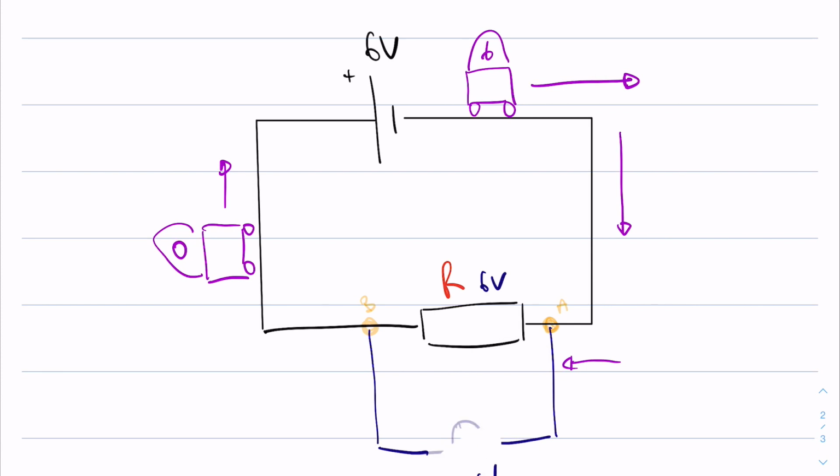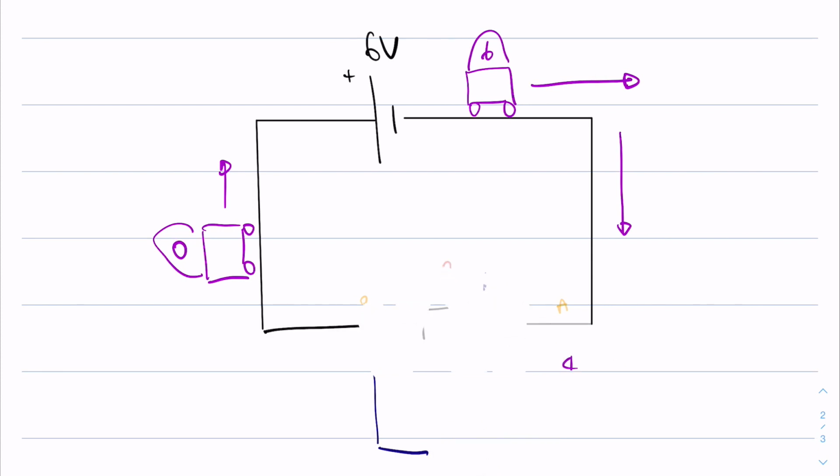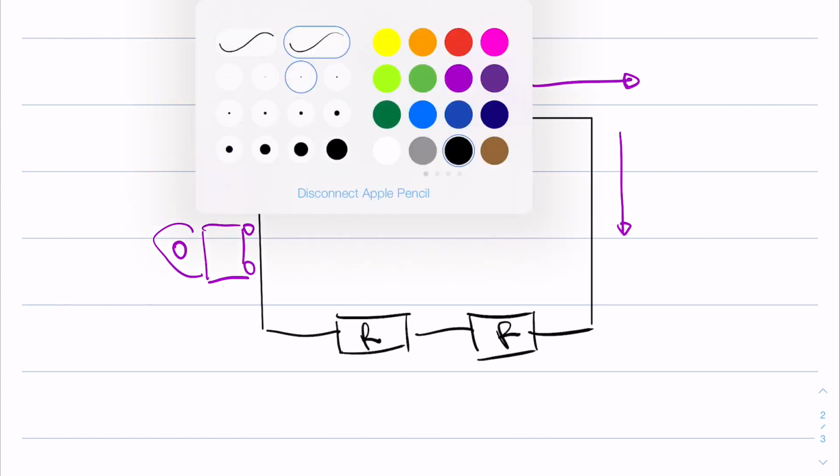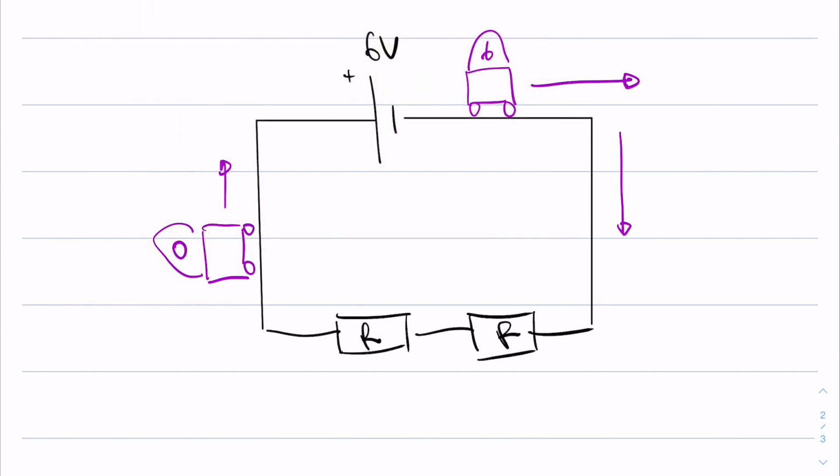I'm going to get rid of this resistor, and I'm going to put in 2 resistors now. I'm going to say that these resistors are the same, R and R. And the question is, how much potential difference is going to be across each individual resistor?